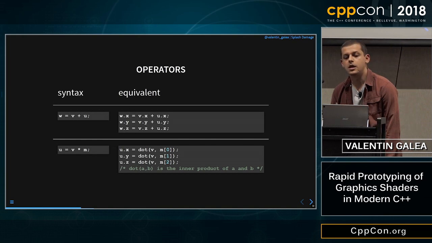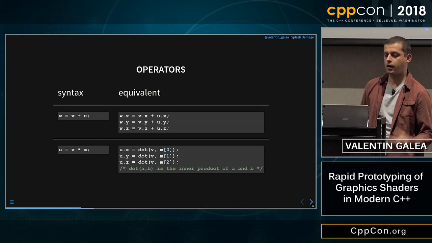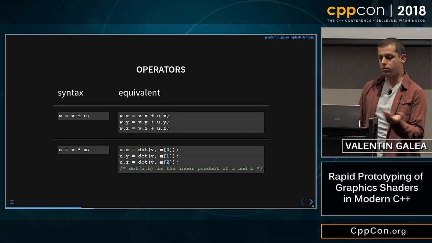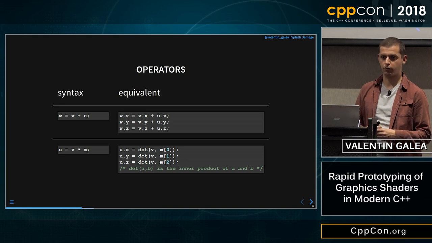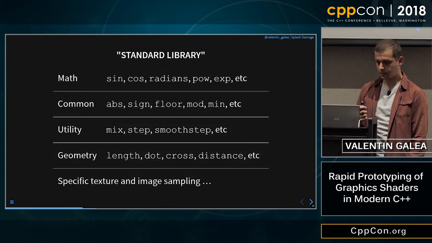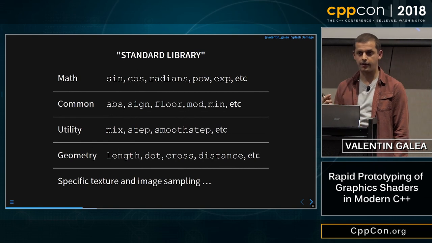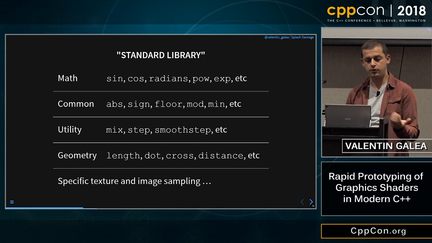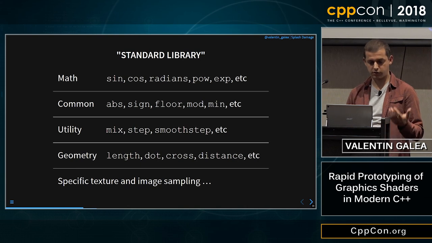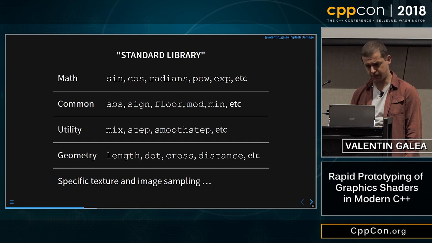All right. Then operators, as you would think, just go linearly across the components, or for a matrix, the mathematical equivalent. All these shading languages also offer a standard library of functions, your utility functions, your geometry, dot product, cross product, and so on and so forth. And again, more specific texture and image sampling stuff.